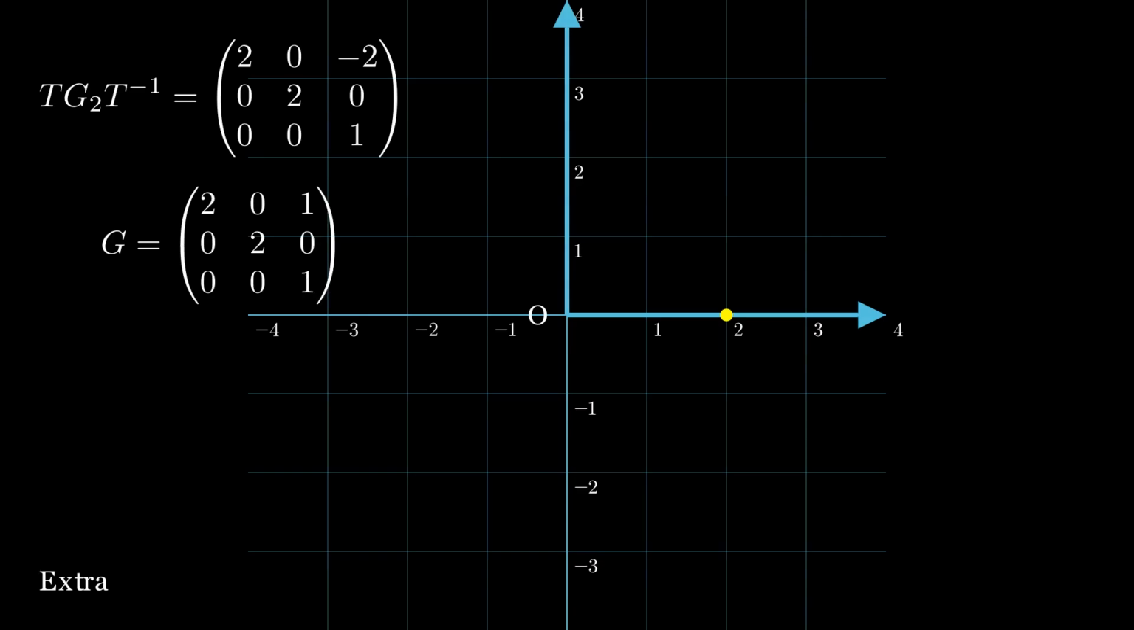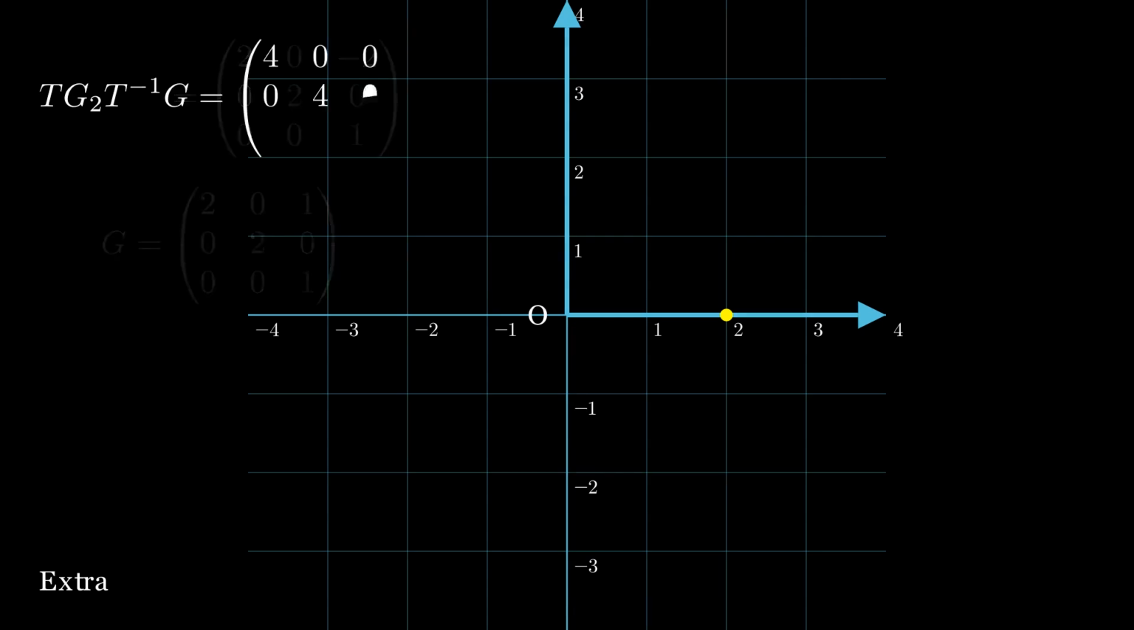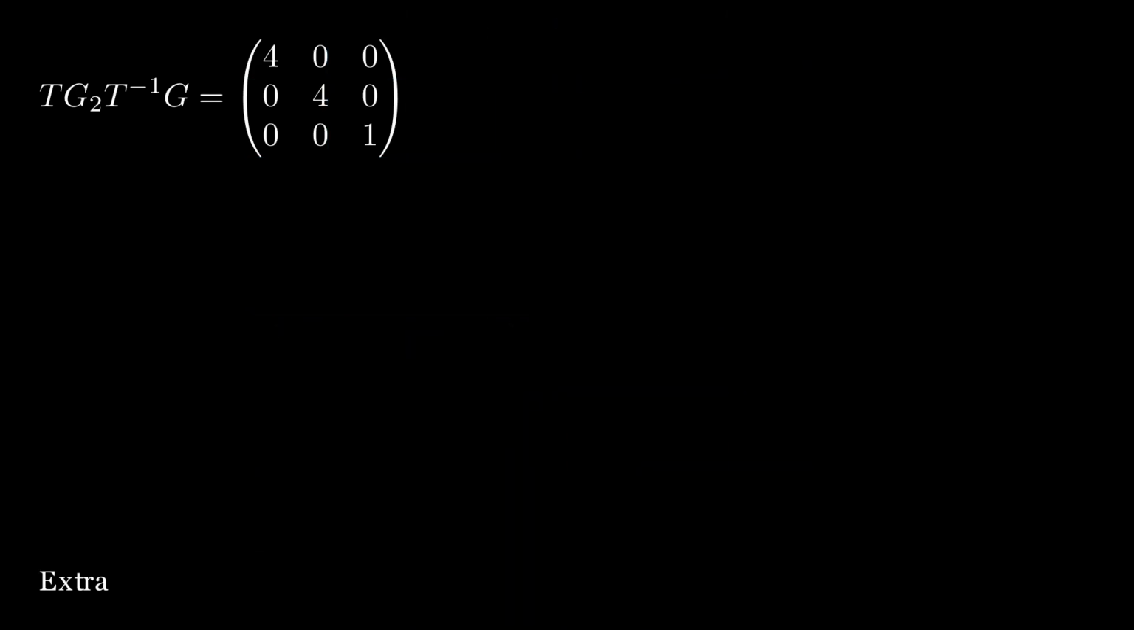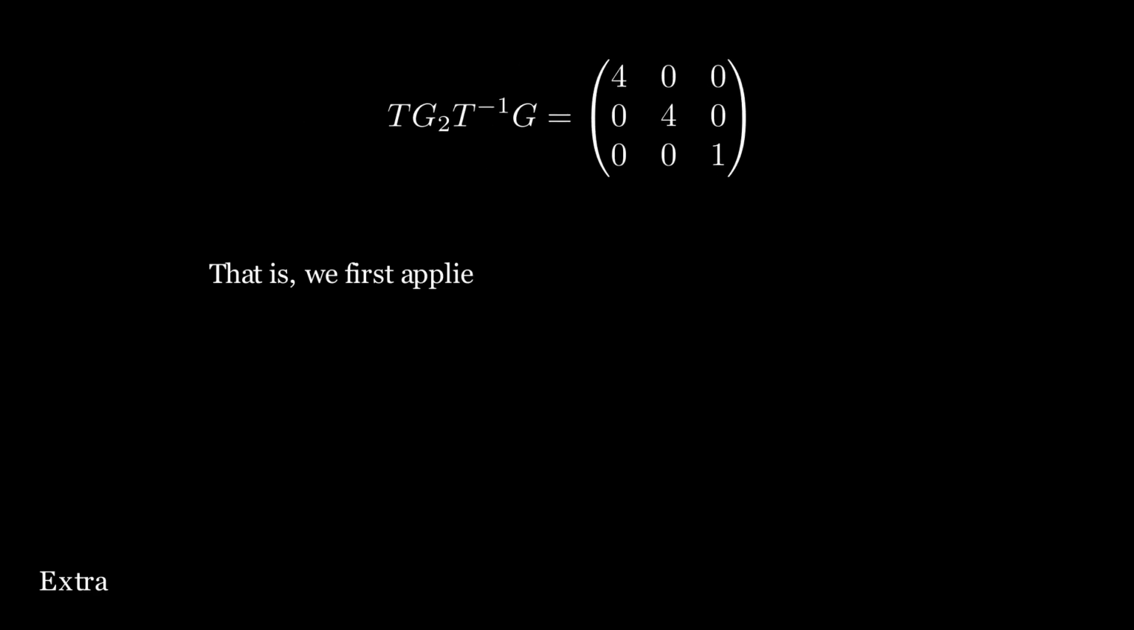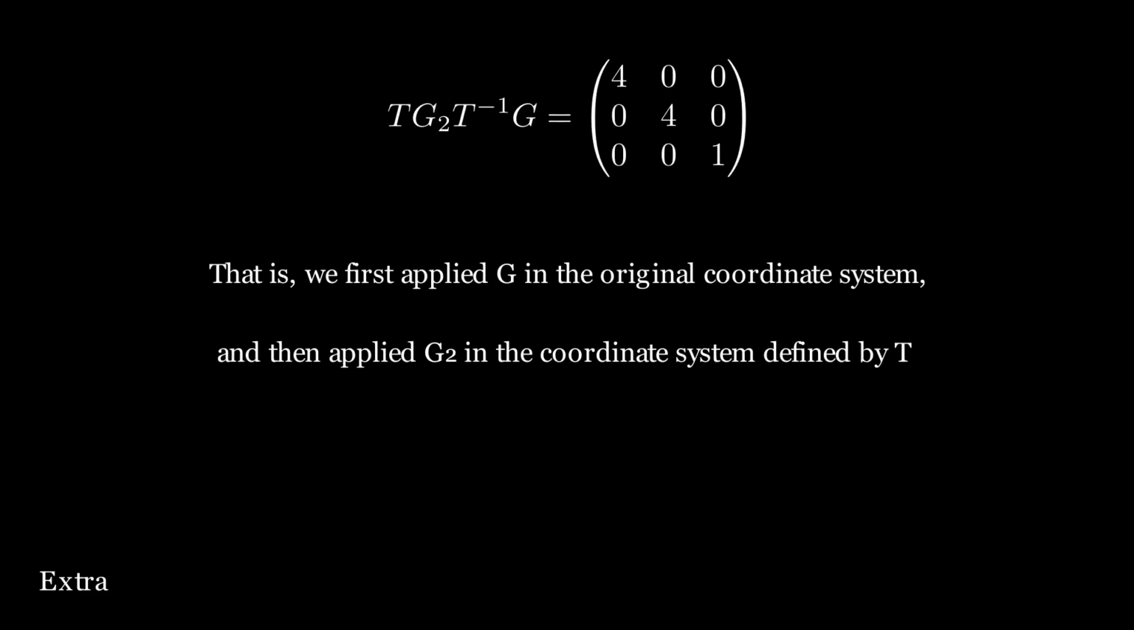Since the transformation G we constructed earlier is given in this way, we can obtain the desired result by considering T G2 T inverse G. And we find that, in total, the result is a scaling by a factor of 4 centered at the origin. Amazing, that's exactly right. That is, we first applied G in the original coordinate system, and then applied G2 in the coordinate system defined by T.